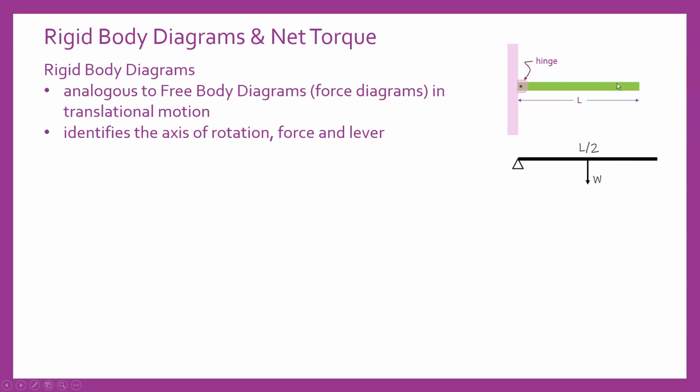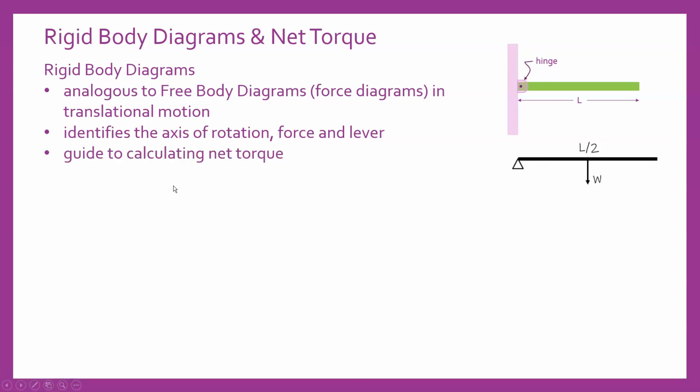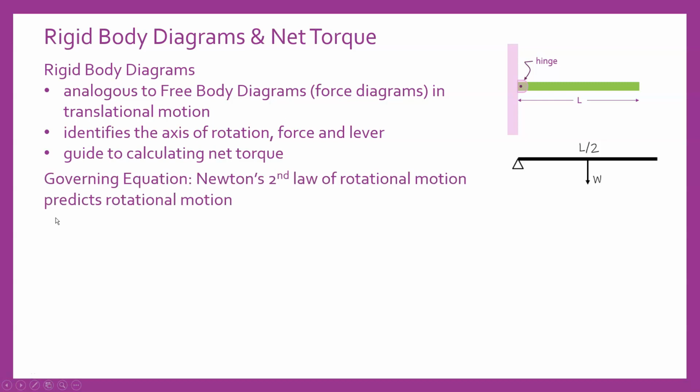And the force of gravity or weight of an object can be shown acting at the object's center of mass. We also want to identify the lever length. So if the total rod was L, then the length of this lever that the force is applied to is 1/2 L. This acts as a guide to calculating net torque. Next, when we're analyzing rotational problems, we need to realize that the governing equation is Newton's second law of rotational motion. That is what's going to predict the rotation.